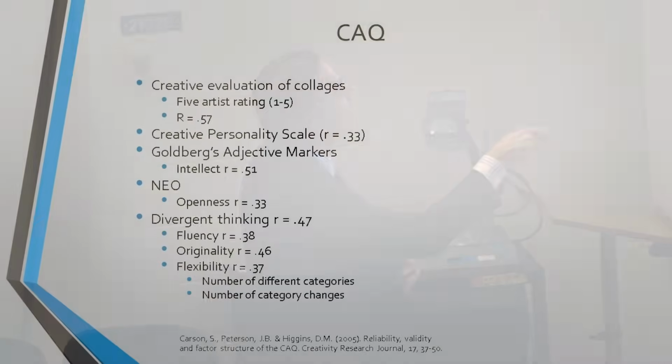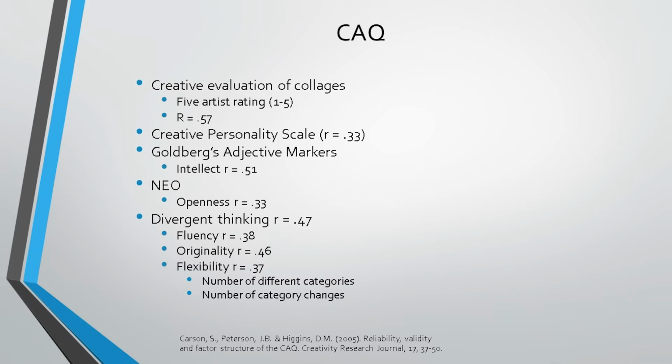The Creative Personality Scale, you circle adjectives that are associated with creativity from a very large list of adjectives. That worked pretty well. Goldberg's adjective markers, that's another Big 5 variant, was correlated at about 0.51. It doesn't measure openness to experience, it just measures intellect. But be that as it may, it's still a personality marker of trait openness. It was correlated at 0.51. The NEO-PI-R openness was correlated at 0.33.